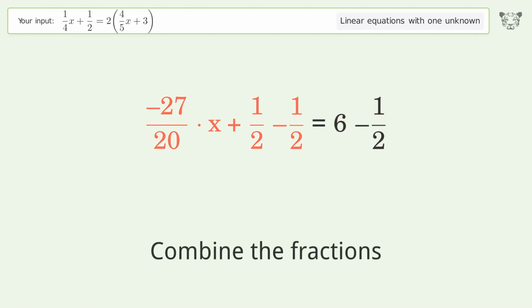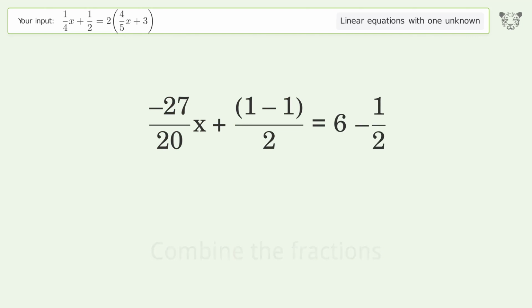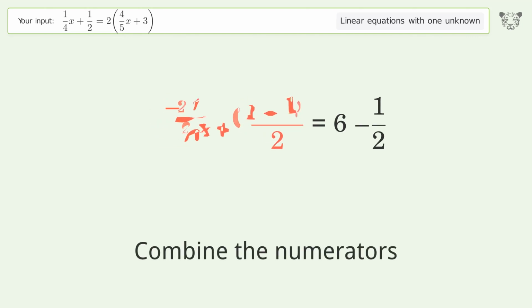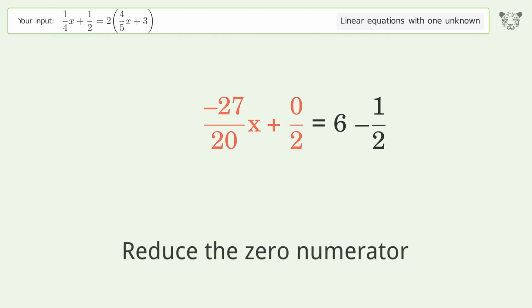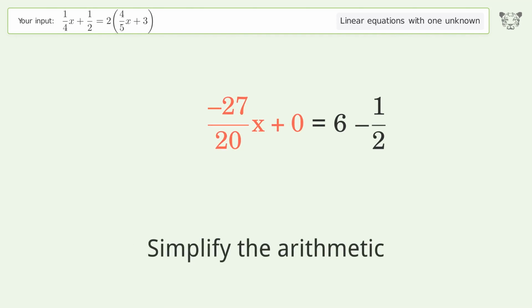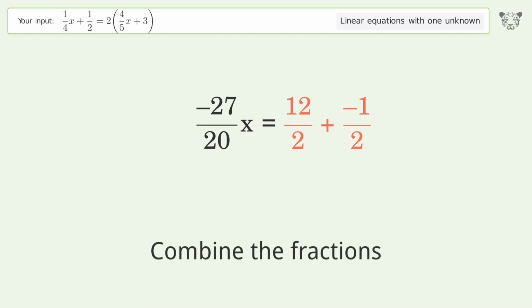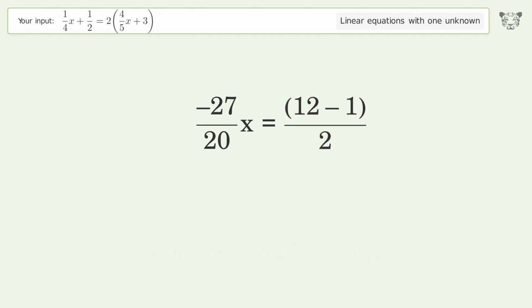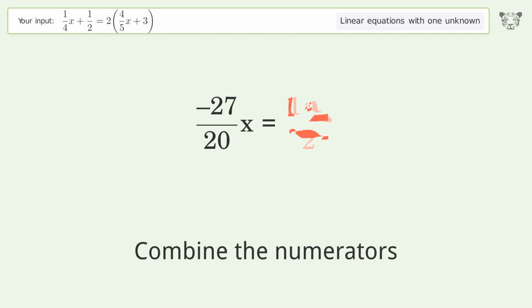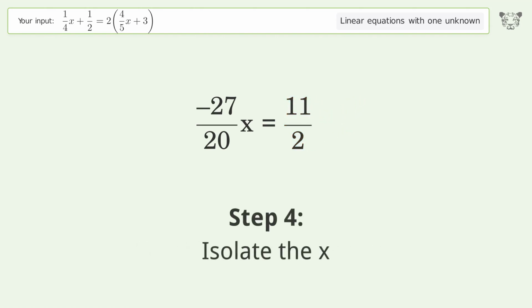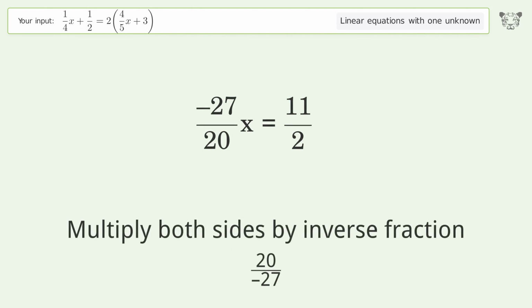Combine the fractions. Combine the numerators. Reduce the zero numerator. Simplify the arithmetic. Convert the integer into a fraction. Combine the fractions. Combine the numerators. Isolate the x. Multiply both sides by inverse fraction 20 over negative 27.